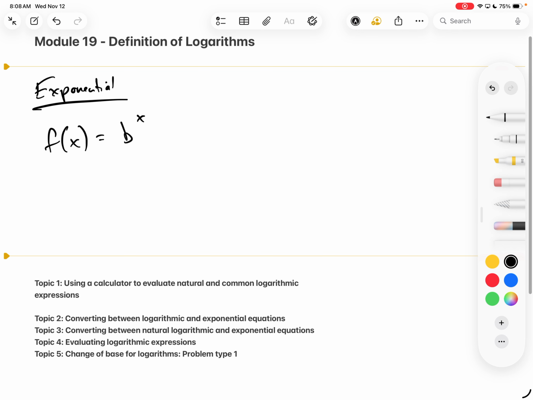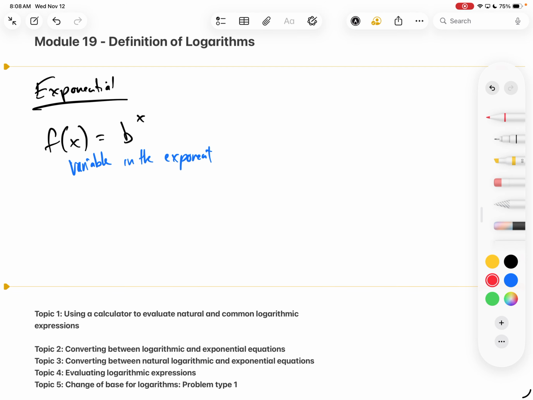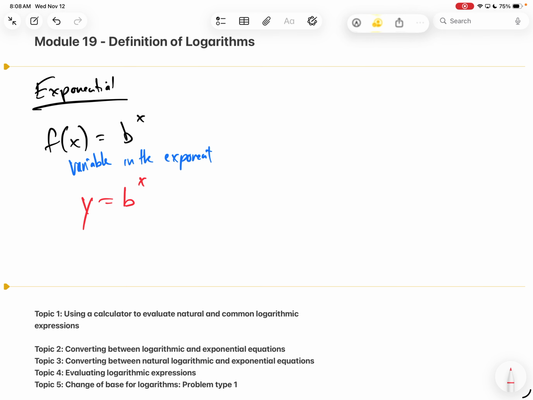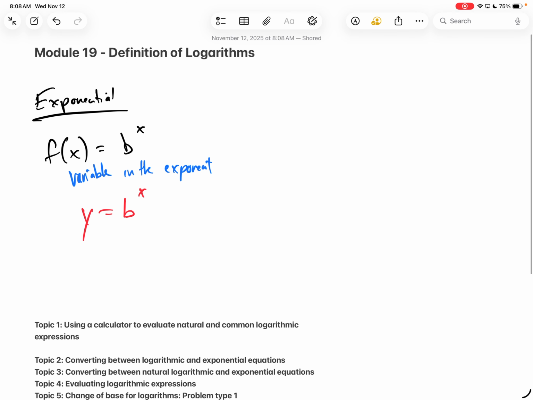So exponential is where you have a variable in the exponent. That is how you identify what an exponential equation is. If we were to rewrite this using like y equals mx plus b, it would be y equals b to the x. Remember, function notation is just a different train of thought, where you have f of x is an input, and then you get the output. So y equals b to the x. All right, so that's kind of what a logarithm is.